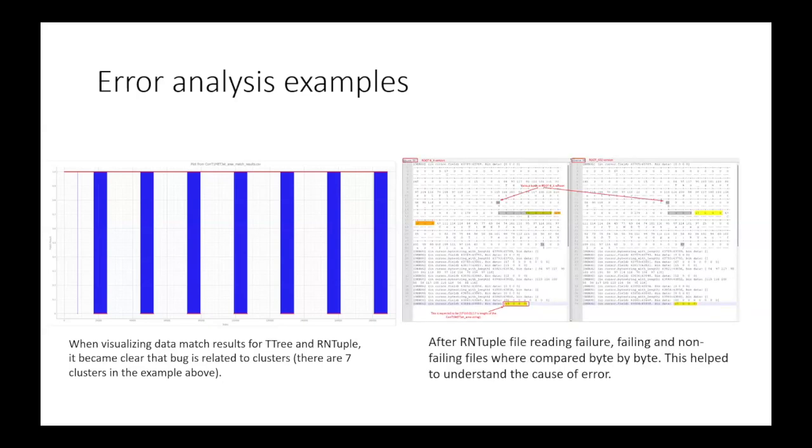A different analysis example shows that to understand what went wrong, I had to analyze files and compare them byte by byte. From this point, after comparison, it was clear what went wrong, and then we could create an issue for that in GitHub.